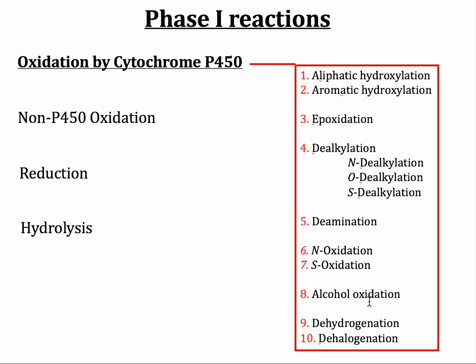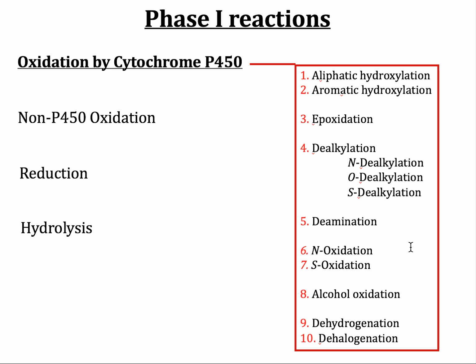Next is alcohol oxidation. This is the process of converting an alcohol into an aldehyde and water. Dehydrogenation is the removal of hydrogens. It also produces water as a side effect, and dehalogenation is removal of halogens like chlorine, fluorine, bromine, and things like that.